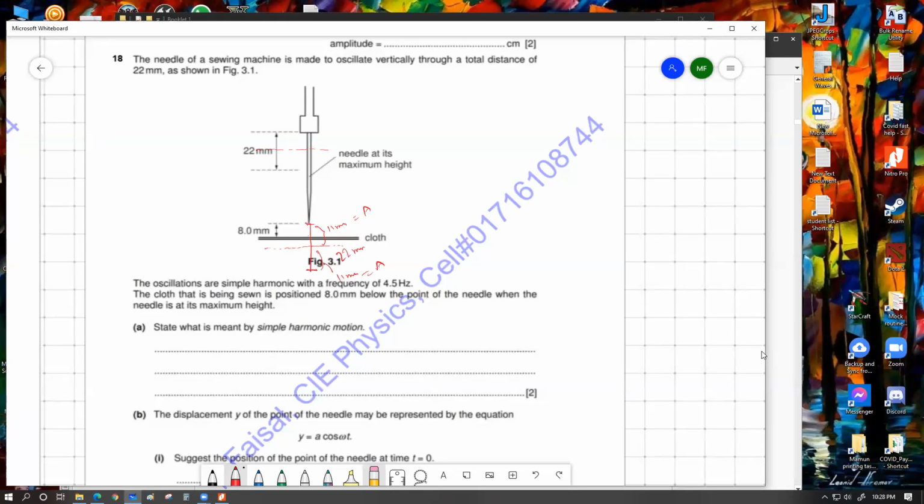So essentially, when the needle will penetrate through the cloth, how far would it be from its equilibrium? This question comes later, but I am asking you now. Look, this much is the equilibrium line, this much is 11, this much is 8.